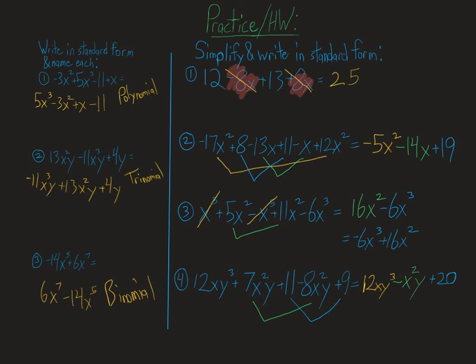Number 3, those x to the fifths, they cancel out. The x squareds go together, and then I noticed at the end I had an x cubed, which means I had to rewrite the problem into standard form to put those x cubes in front of the x squareds. And last one, there wasn't anything here for that xy cubed, so it just goes to the answer. And then I combine the other like terms, and it's finished in standard form.